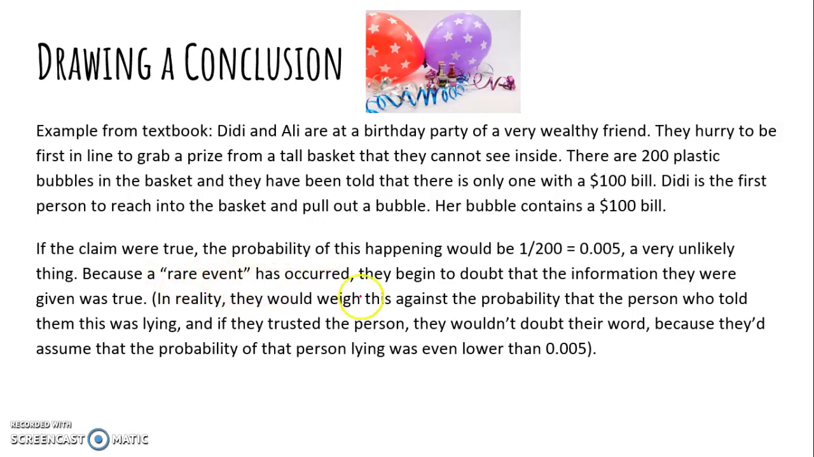So because it's a rare event, they begin to doubt that the information that they were given was true. They're beginning to think, hey, maybe this person lied, because that's very unlikely for her to get the $100 bill on the first try. So in reality, they would weigh this against the probability that the person who told them this was lying. So how likely is it that this person lied to them? And if they trusted the person, they wouldn't doubt their word, because they would assume the probability of the person lying was even lower than 0.005.